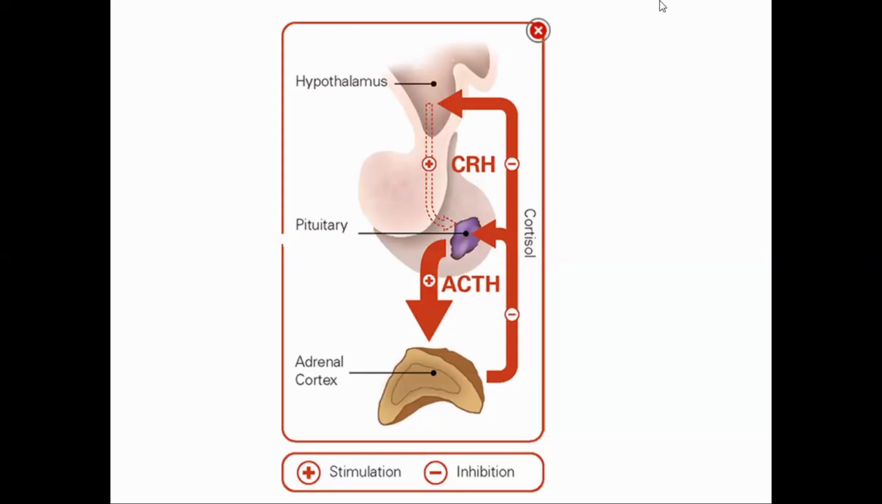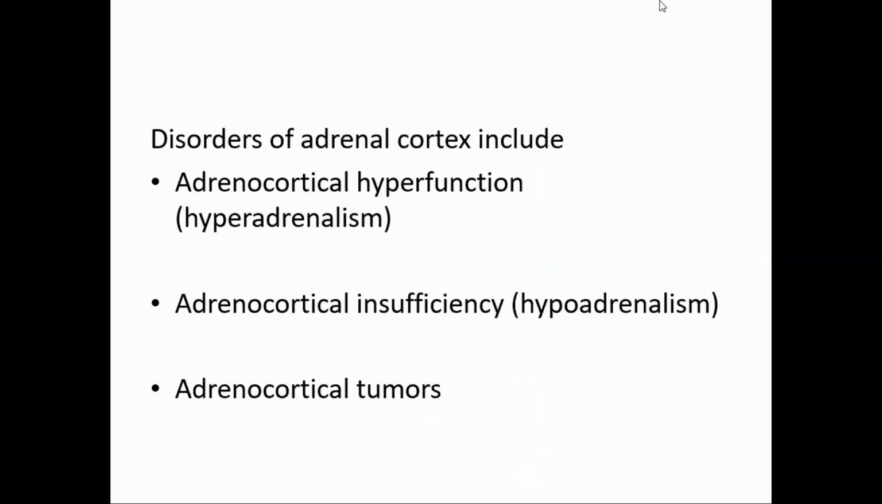So what happens is that a disorder of the adrenal cortex may be associated with either hyperfunction or hyperadrenalism, or hypofunction or insufficiency, that is hypoadrenalism, or adrenocortical tumors. In the adrenal cortex, the glomerulosa, fasciculata, and reticularis, their function may either be increased or suppressed, or they may respond by producing various tumors.